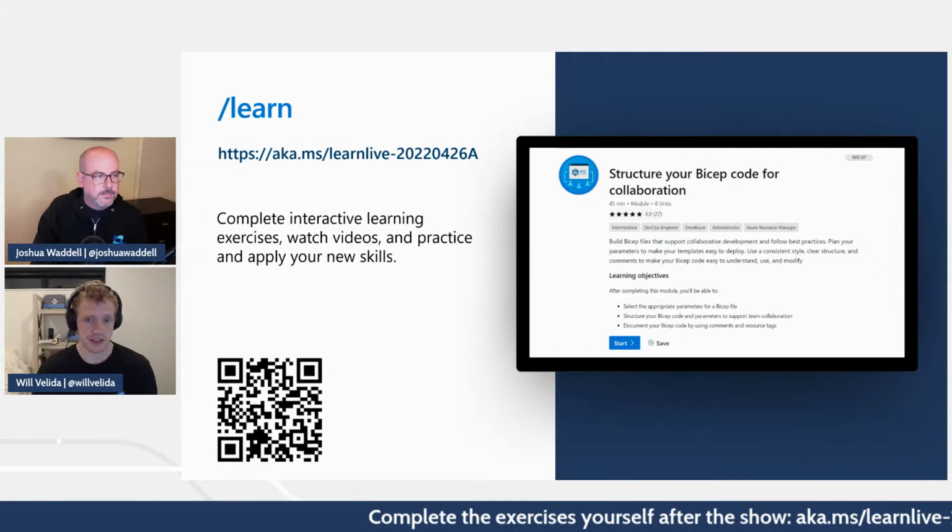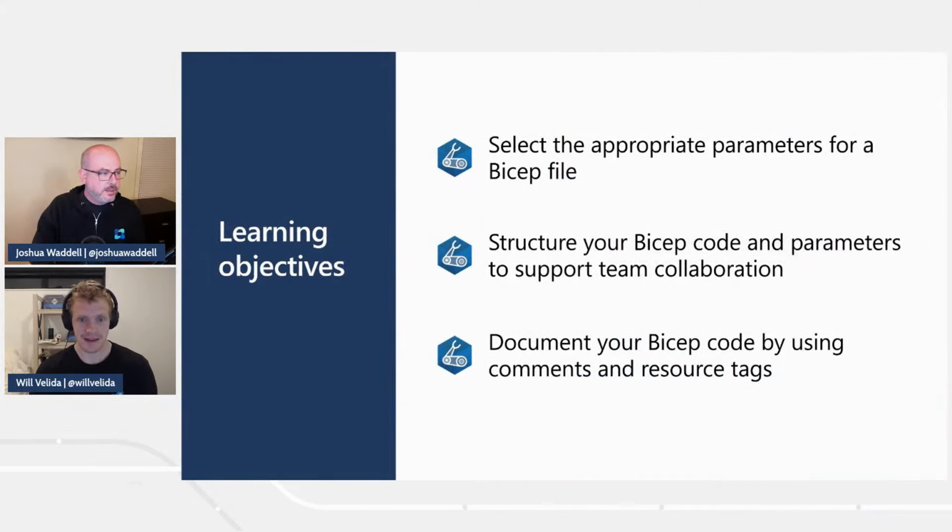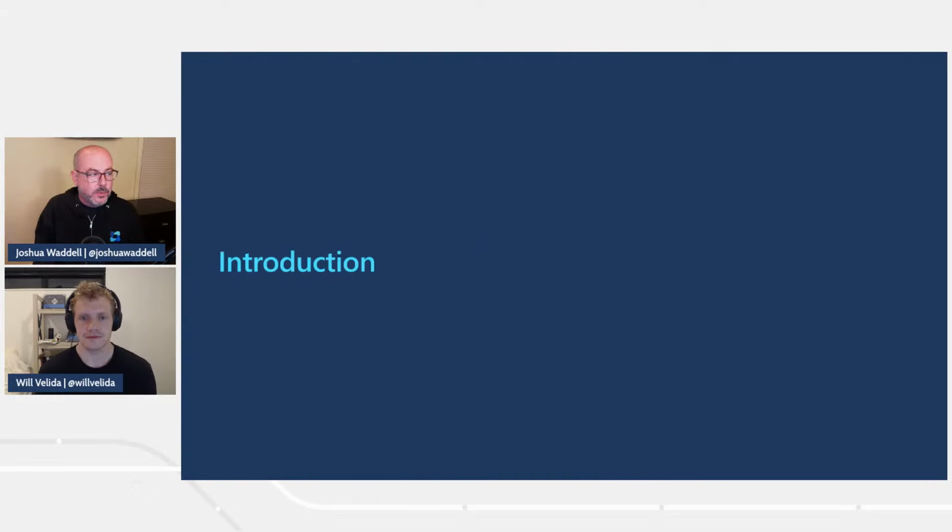So our learning objectives today, Josh, are? Yeah, learning objectives today. We are going to select the appropriate parameters for our Bicep file and how we would utilize parameters to identify resource names and other values. We're going to structure our Bicep code and parameters to support your team collaboration. So if you're thinking about doing different deployments for different types of environments and so forth, how we can structure that code to support that collaboration across teams. And then also we're going to go through talking about documenting your Bicep code by using comments and resource tags.